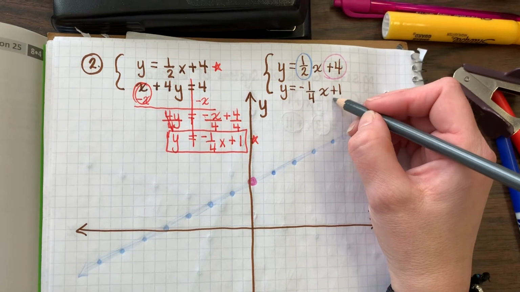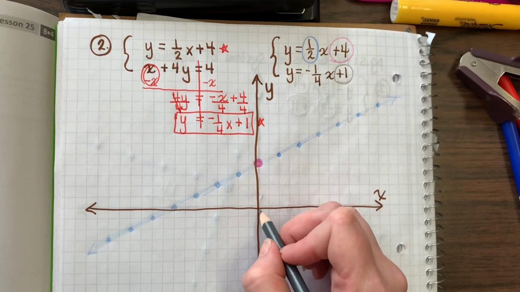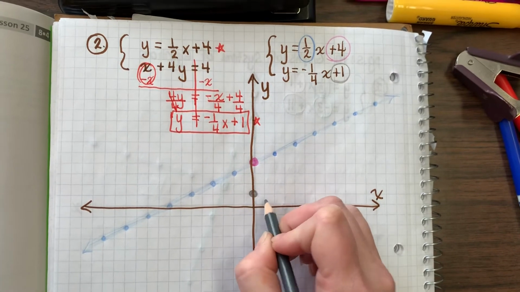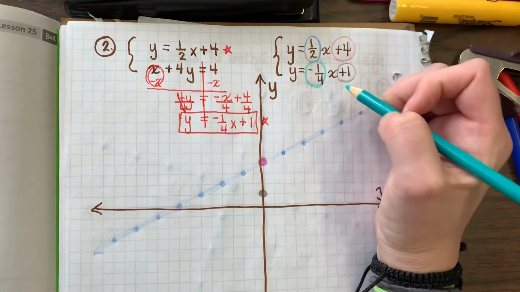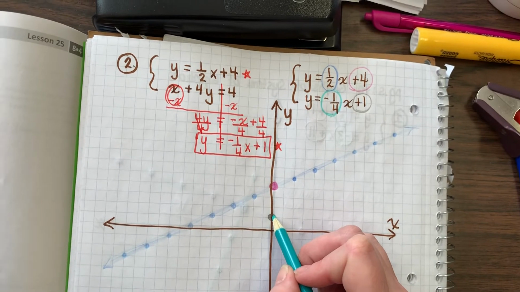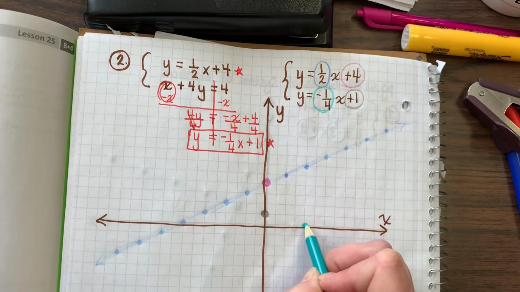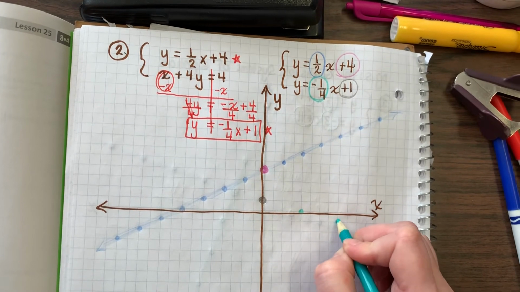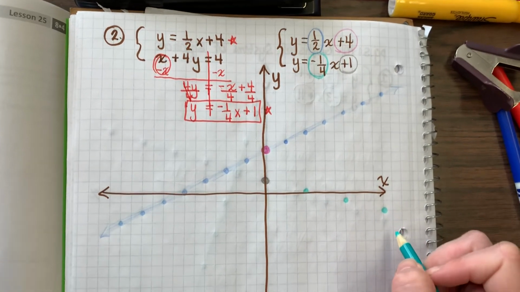For the second equation, they have a +1 on the end. That tells me I start on the y-axis at 0, 1. So I go to the origin, and I'm going to go up 1 and put a point because that's where 0, 1 is located. My slope is -1/4. That means from that point I'm going to go down 1 to the right 4. 1, 2, 3, 4, and put a point. Down 1 to the right 4, and put a point, until you can't go anymore.